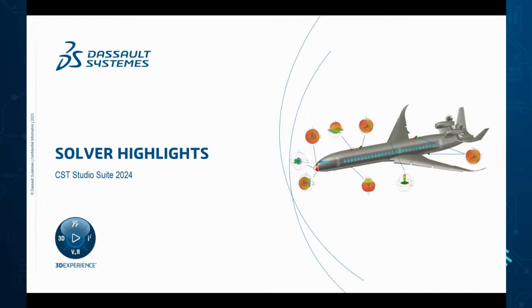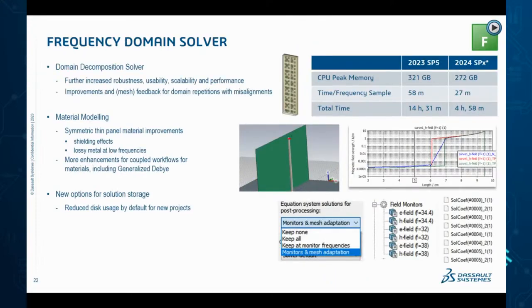Okay, so moving on to the solver highlights. We will start with talking a little bit about the F solver. I think the biggest highlight here for the F solver has already been mentioned and talked about in some detail. That would be the domain decomposition solver improvements that we have.